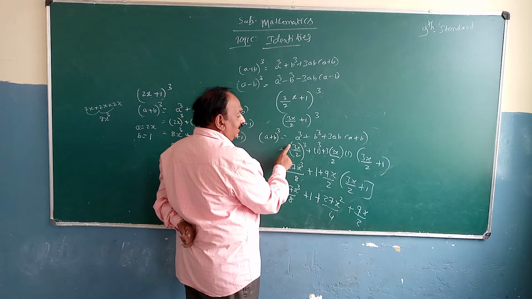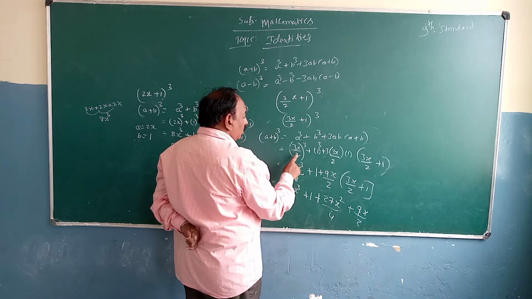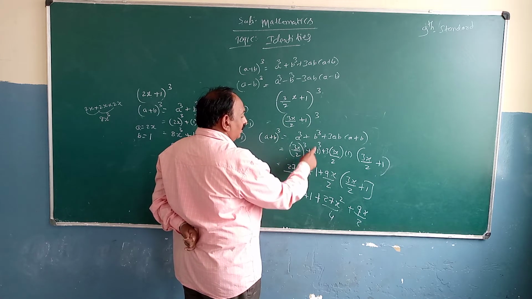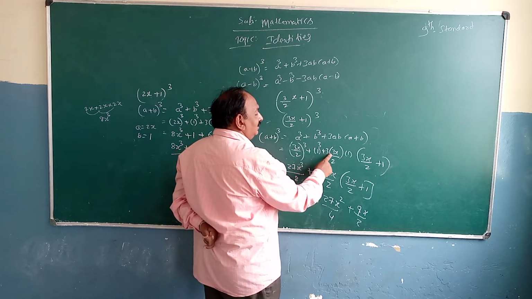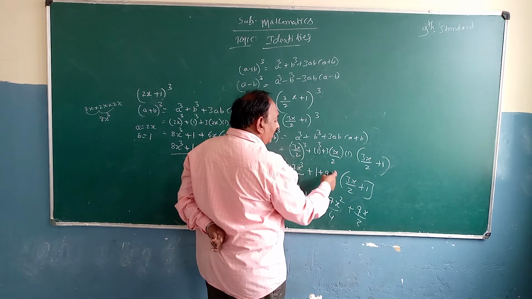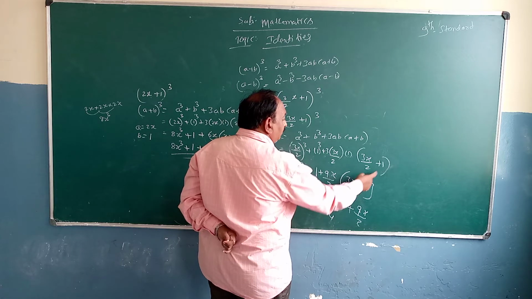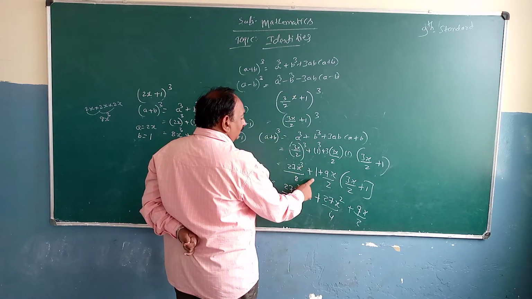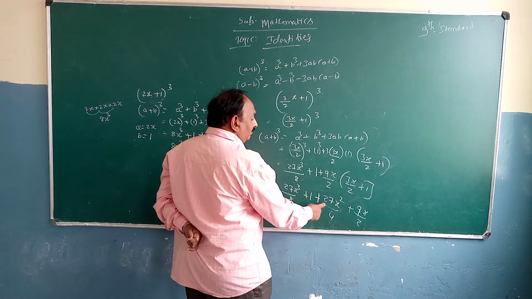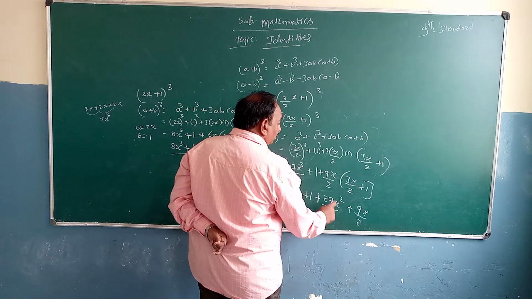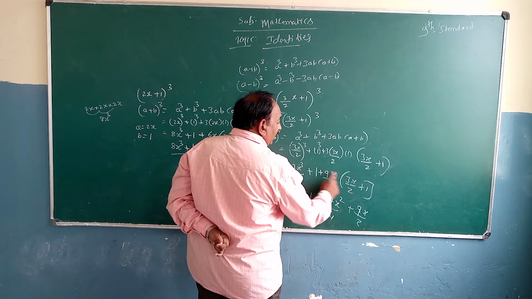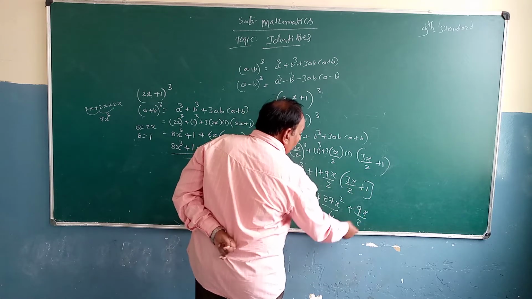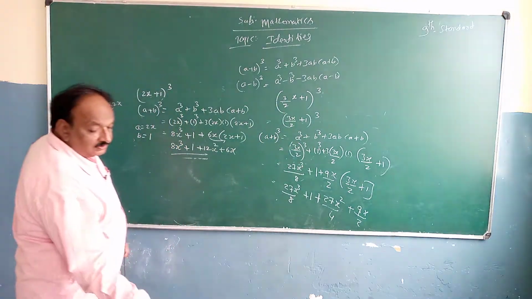3 3s are 9, 9 3s are 27x cube. 2 2s are 4, 4 2s are 8, 1 1s are 1. 3 3s are 9x, 9x 1s are 9x by 2, into (3x by 2 plus 1). 27x cube by 8 plus 1, 9 3s are 27, x into x, x square, 2 2s are 4, 9x 1s are 9x, 2 1s are 2. So this is one more problem.